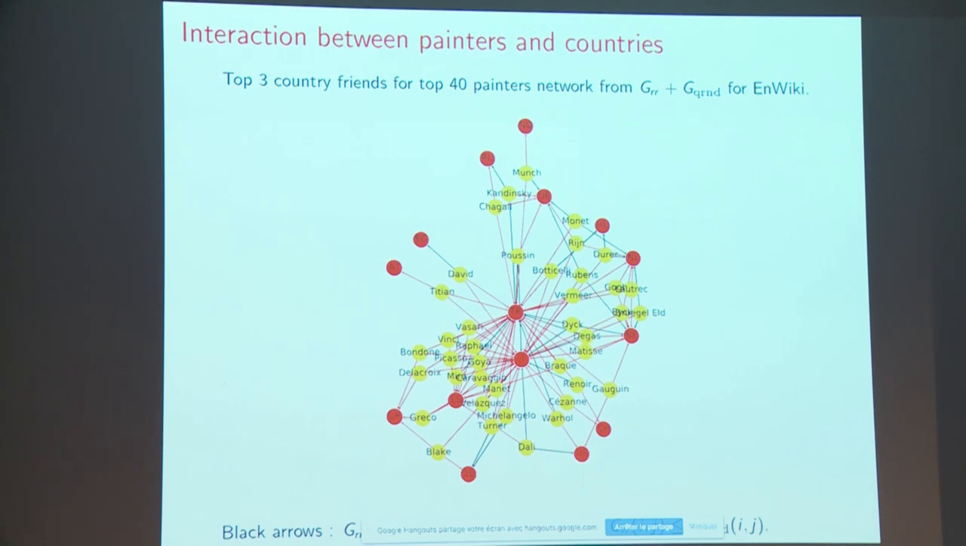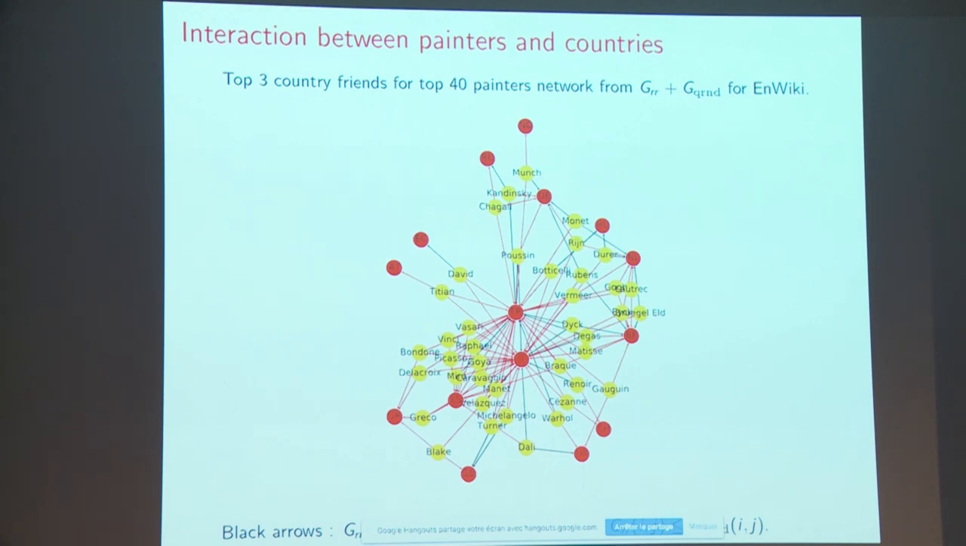Then we have looked at building a friendship network that looks at the interactions between painters and countries. Of course, to do that, we have built a subnet of a reduced network, which accounts for both the set of 40 painters and the set of 40 countries. And we have extracted the top three country friends for each of the 40 painters we have identified before. To do that, we have not used only GQR alone, we have used the sum of GRR and GQR. So we have summed direct interactions within GRR and the contribution of the indirect path. And we've done this for English Wikipedia.